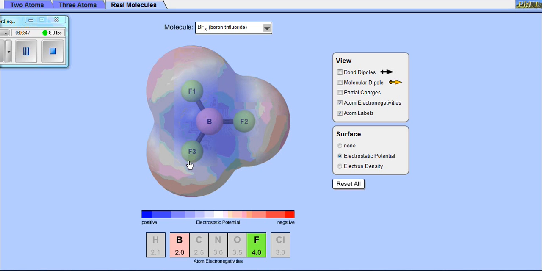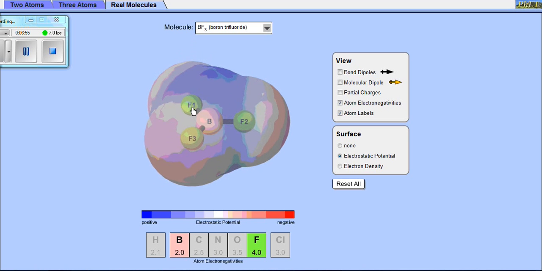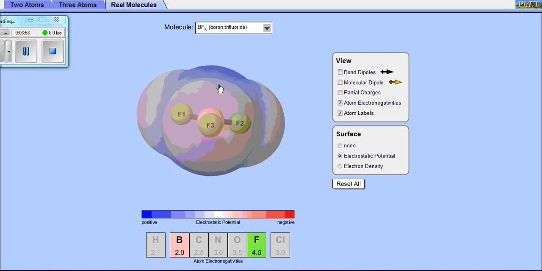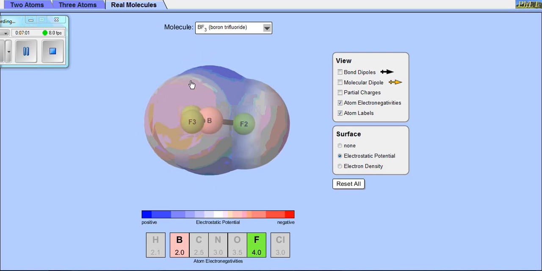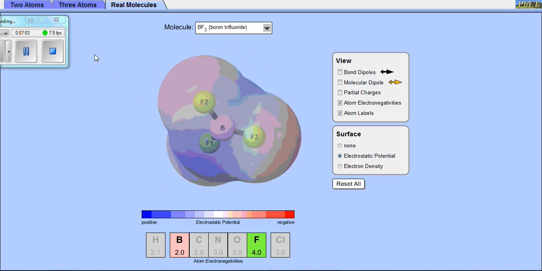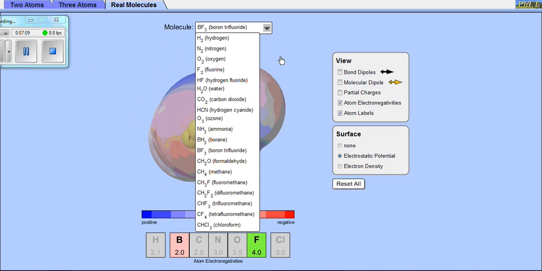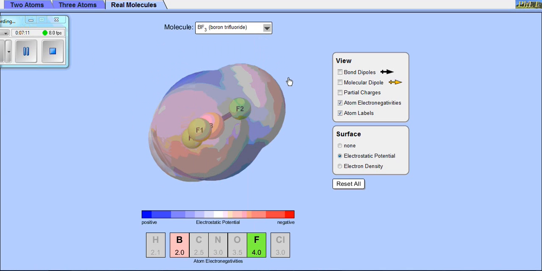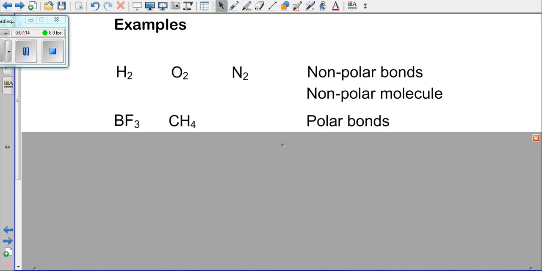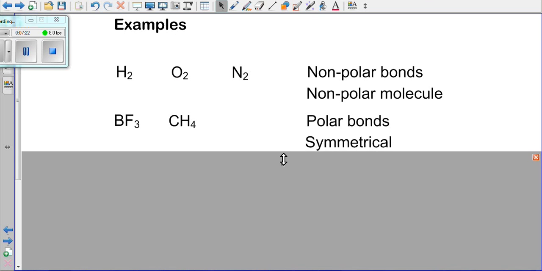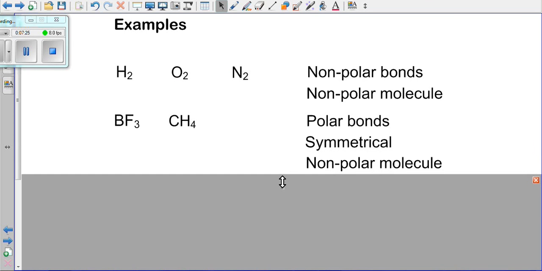So there are incidences where we can have polar bonds, but the molecule as a whole can be a non-polar molecule. And just to show it to you at a different angle, we see it is a planar structure, and we see that all the edges on the outside are red and the center is blue. The next example that we're going to look at will be CH4. So we see that BF3 has polar bonds, but because it's a symmetrical structure, it is a non-polar molecule.